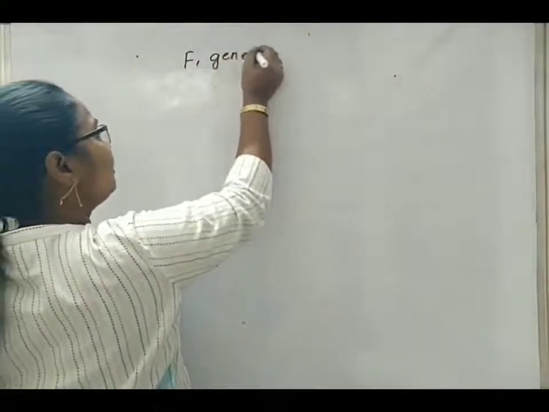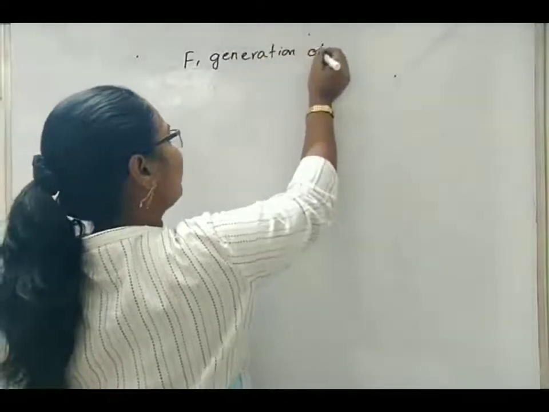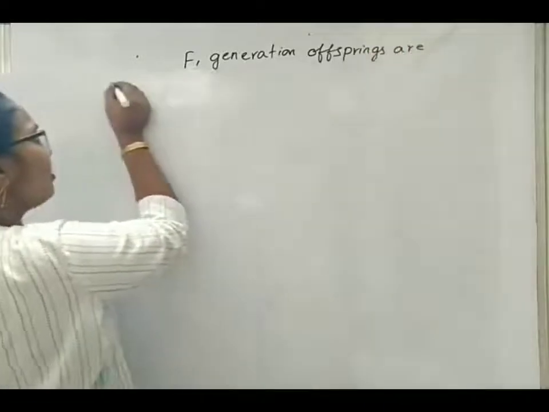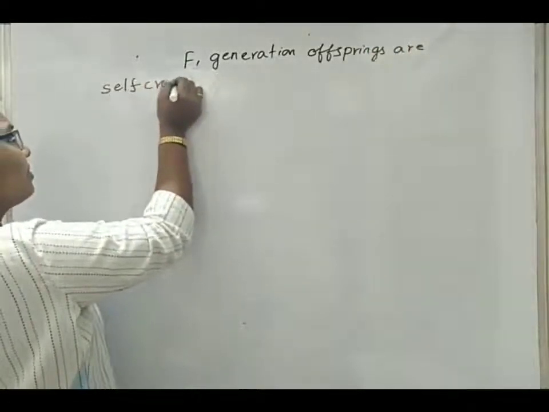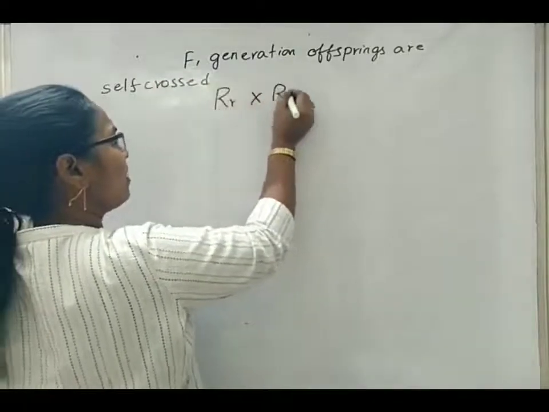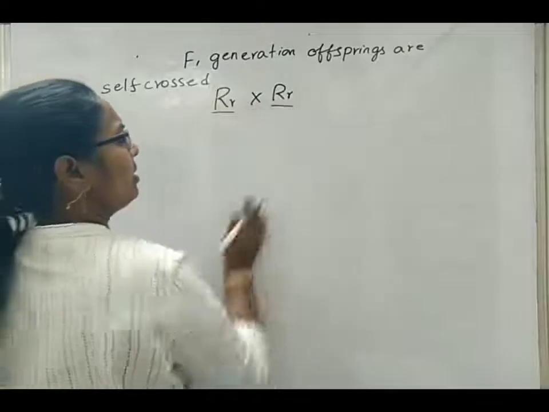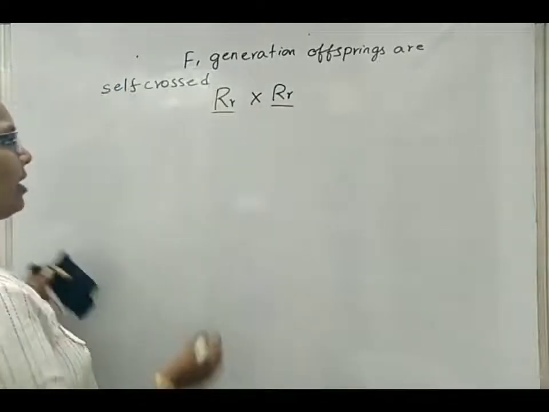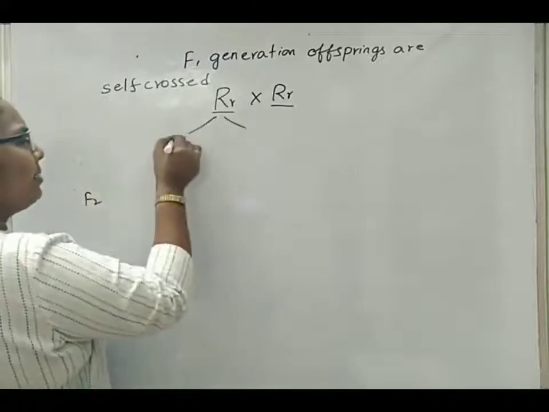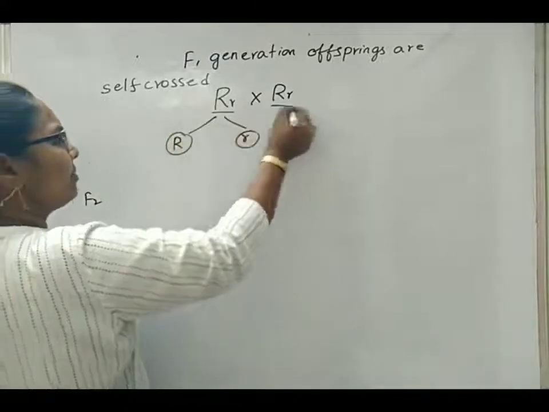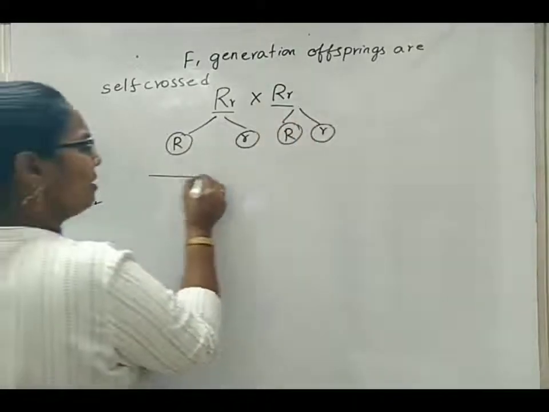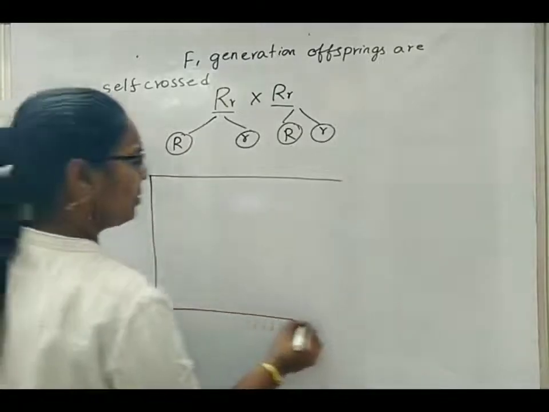F1 generation offsprings are self-crossed. That we can represent as a cross with capital R, small r. So these are the genotypes that we have obtained in the F1 generation. Now coming to the F2 generation, the gametes are like this. Now in the F2 generation, again we will represent this in the form of a Punnett square.